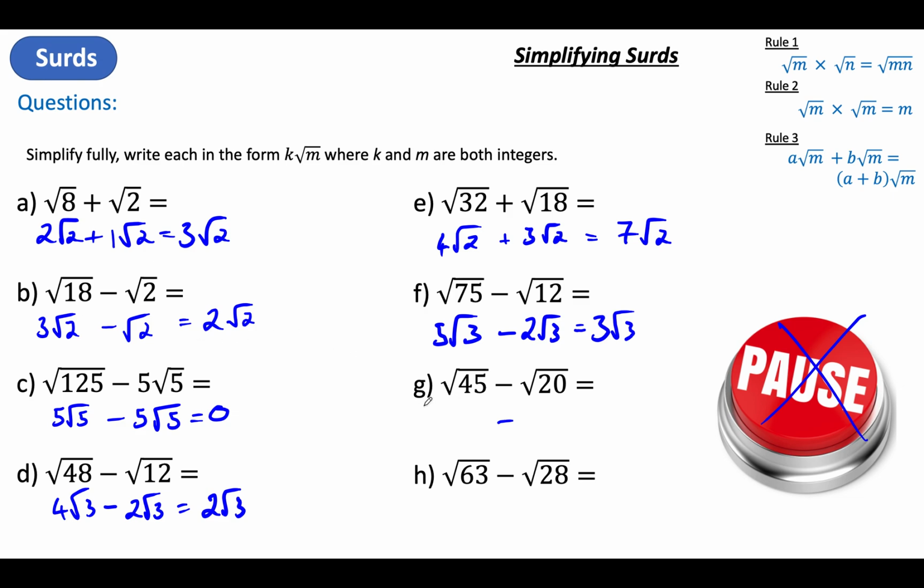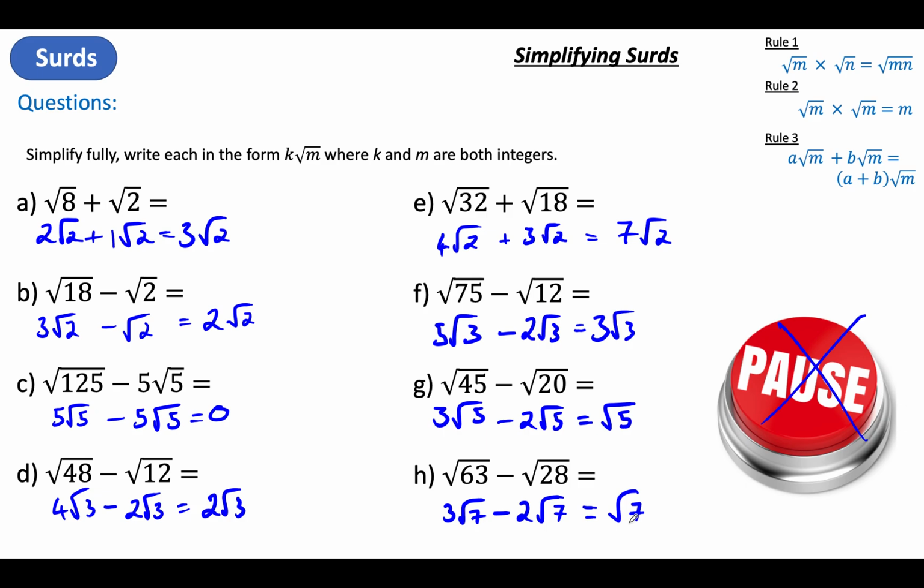3 root 5. Take away, this is going to be 2 root 5. So 3 root 5 take away 2 root 5 leaves 1 lot of root 5 that we just write root 5. We got 3 root 7, which is the same as root 63. And this is 2 root 7, which is the same as root 28. 3 root 7 take away 2 root 7 leaves 1 lot of root 7.